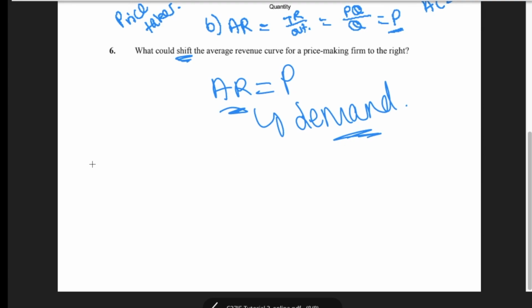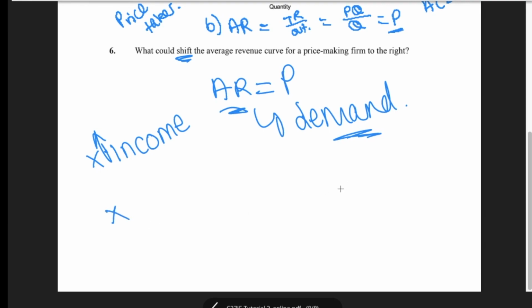Income. Okay, let's start with income. So what would have to happen to income for demand to increase? Would it have to rise or would it have to fall? Good, so we have an increase in household income. That's one of the options.